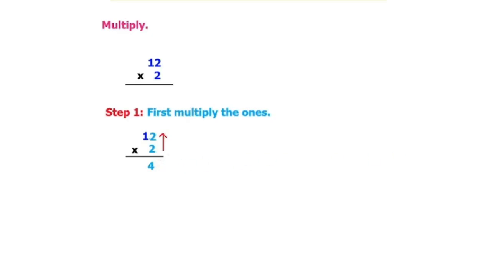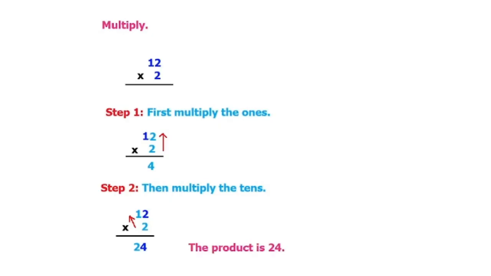And then the next step, then we multiply the tens, and it'll look like this. Now we do 2 times 1. You could see the two numbers that are highlighted now are these two, and then the answer to that is 2. And you put that in the tens place because we're multiplying the tens. So we already did the ones, and that's already there. So finally, the product is 24.